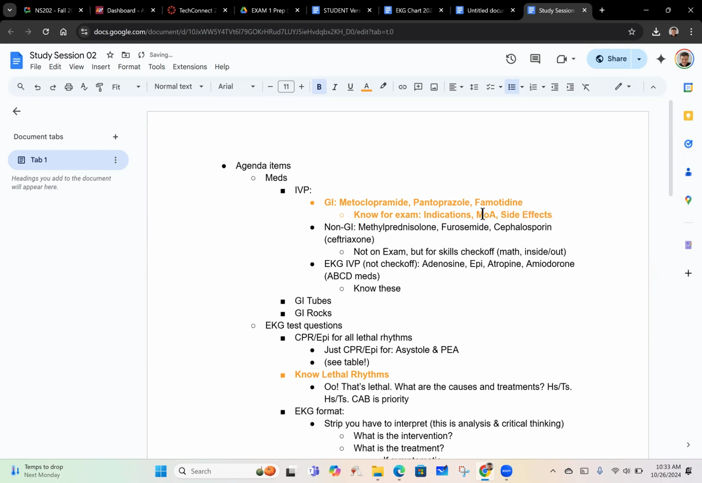Do I emphasize mechanism of action? 100%. That'd be a knowledge-based question, right? How does pantoprazole work? Oh, it's a proton pump inhibitor. Bam, got it, right? I don't know about you, but I have to think about that quickly. But that is more of a knowledge-based question. Really, that's going to get you to the side effects. It should get you the side effects most of the time.